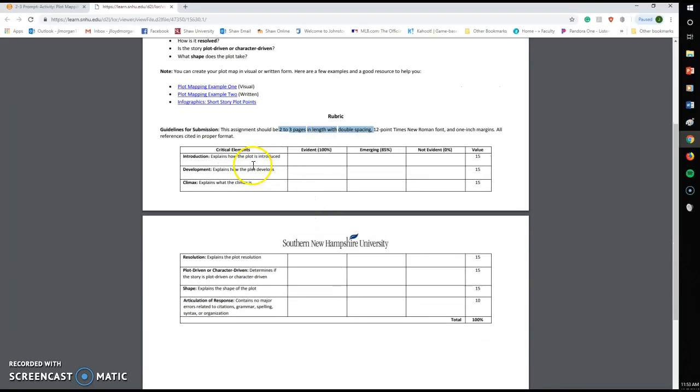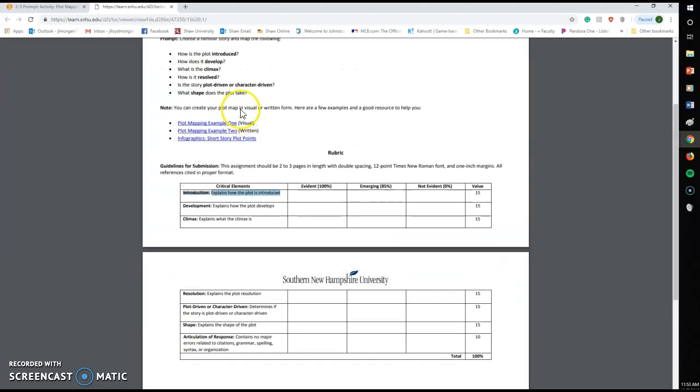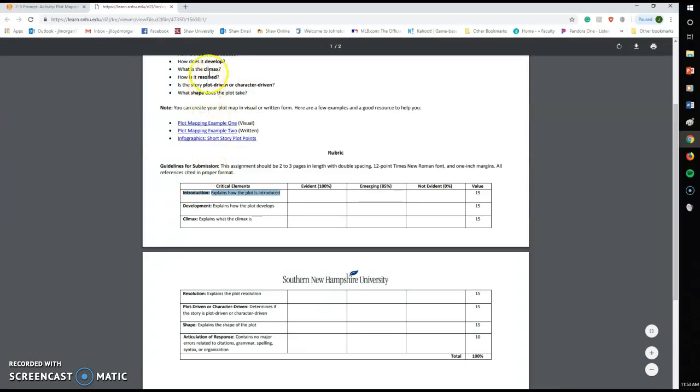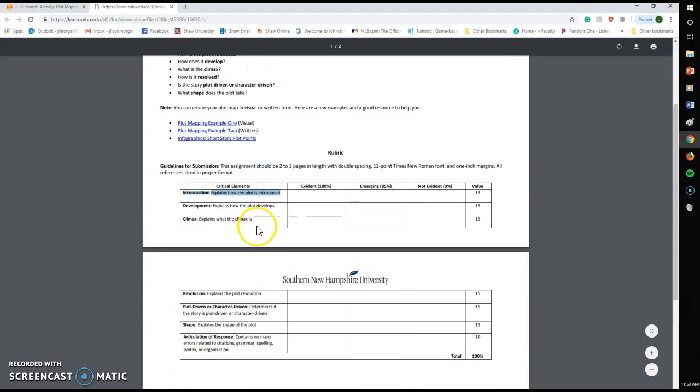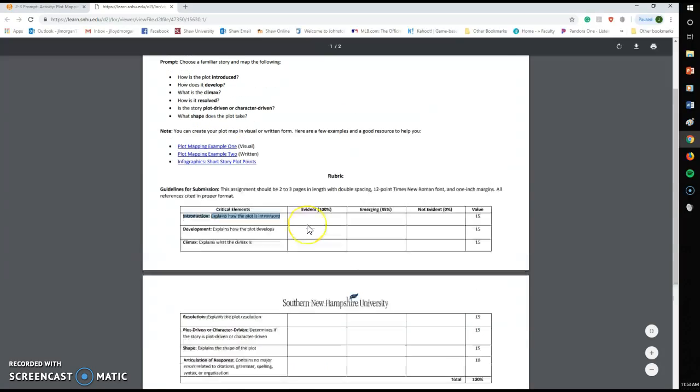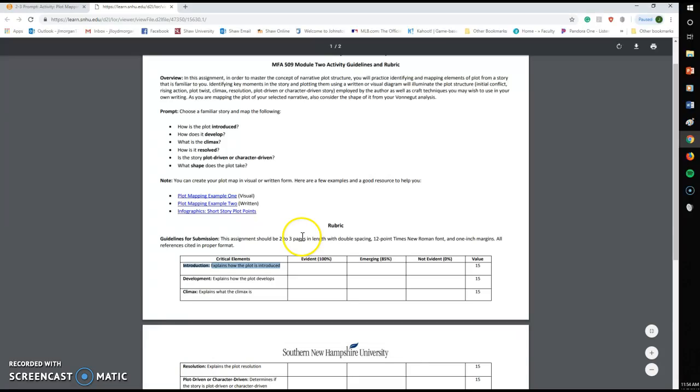Because basically, if you look at the rubric, what I'm looking for and what the school is looking for is, did you really address these things? The introduction, the development, climax, see that? Resolution, plot driven, shape. Okay, contains no major errors in grammar, spelling, or organization. So really, if you answer all these questions, and you address each of these in an evident way, then you will get credit for this assignment.